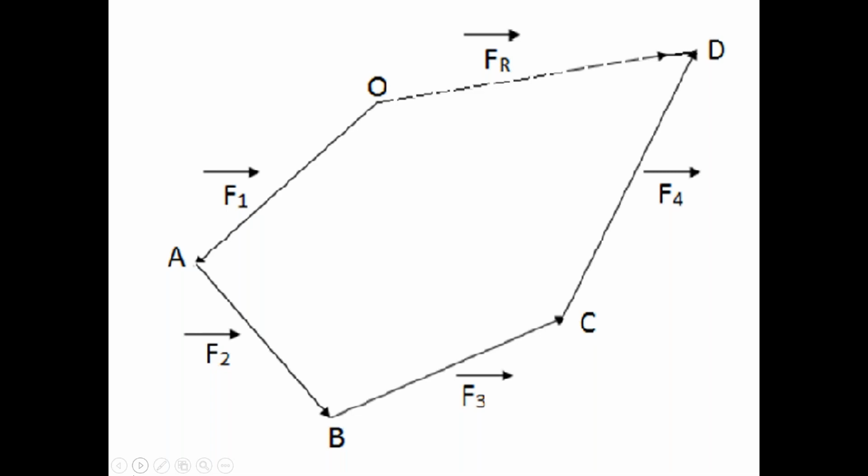Then the closing side of the polygon. Watch that closing side carefully. What is that closing side? From the starting point O to the ending point D. This OD is called the closing side. The closing side of the polygon taken in the opposite order is the resultant force of the four coplanar concurrent forces F1 bar, F2 bar, F3 bar and F4 bar. This we call the polygon law of forces.